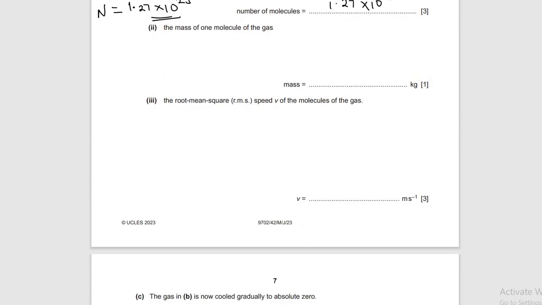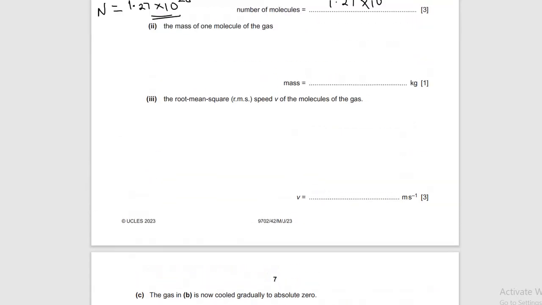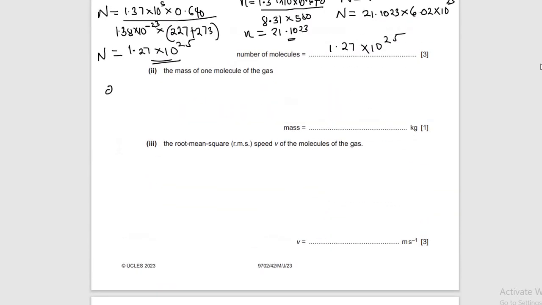The next one is mass of one molecule. Now, for all the molecules, I think we are given a mass of 0.00424 grams, which is in kilograms, and we have 1.27 times 10 to the power 25 molecules. It says you should find the mass of one molecule.